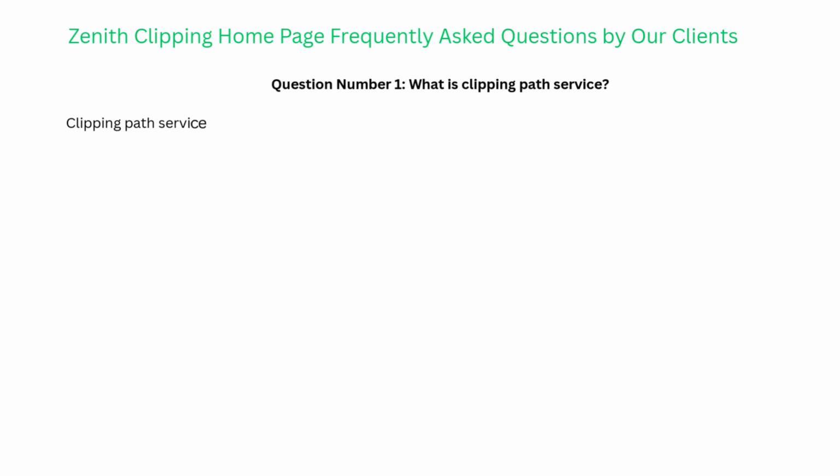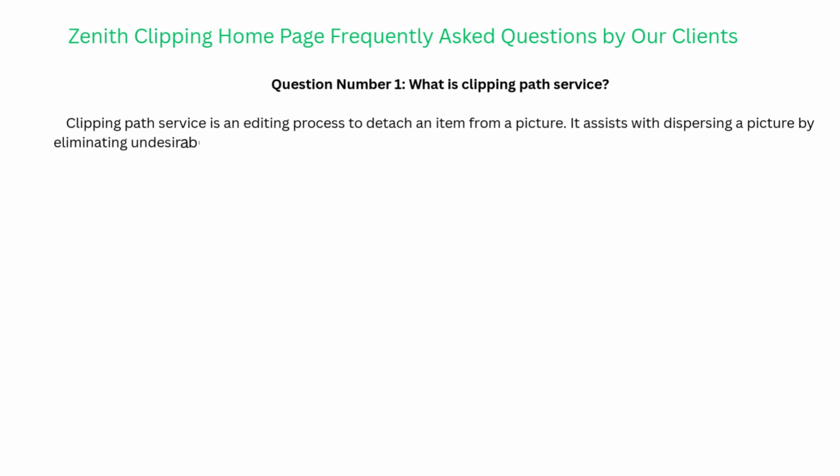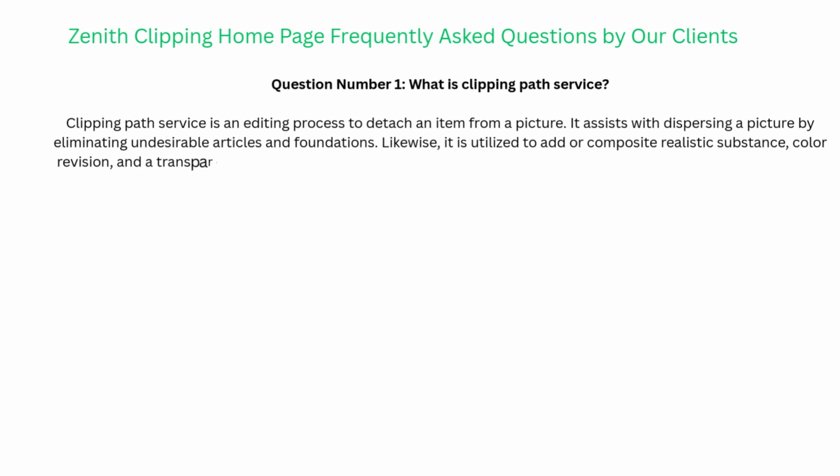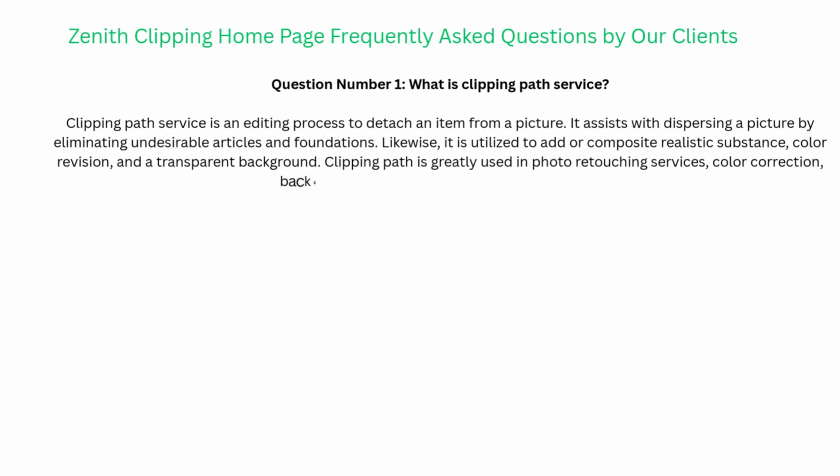Question number 1. What is Clipping Path Service? Clipping Path Service is an editing process to detach an item from a picture. It assists with dispersing a picture by eliminating undesirable articles and foundations. Likewise, it is utilized to add or composite realistic substance, color revision, and a transparent background. Clipping path is greatly used in photo retouching services, color correction, background removal, shadow making, and so on.